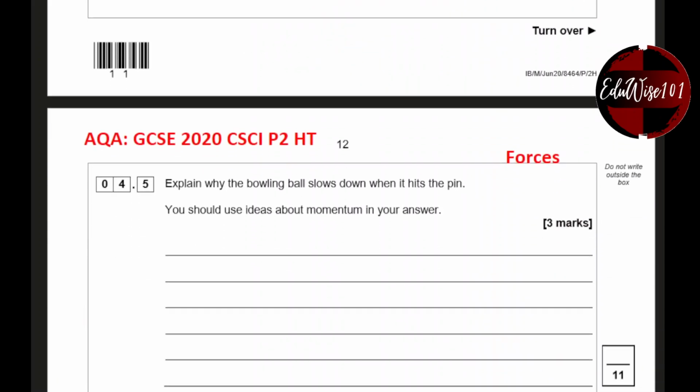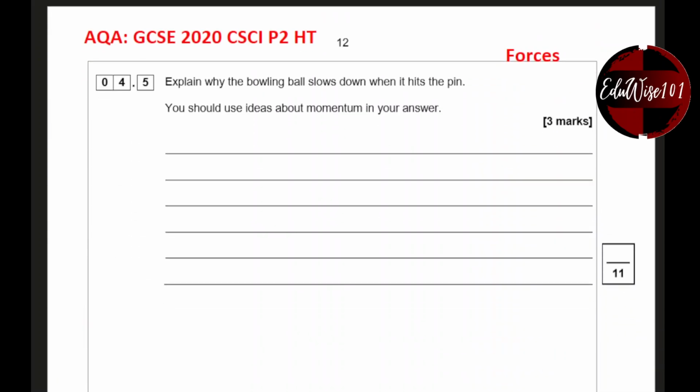Next part. Explain why the bowling ball slows down when it hits the pin. Now, why would the bowling ball slow down? You should use ideas about momentum in your answer. When they are referring to ideas about momentum, they're talking about the law of conservation of momentum, which basically states that total momentum before collision is equal to the total momentum after, meaning momentum is conserved.